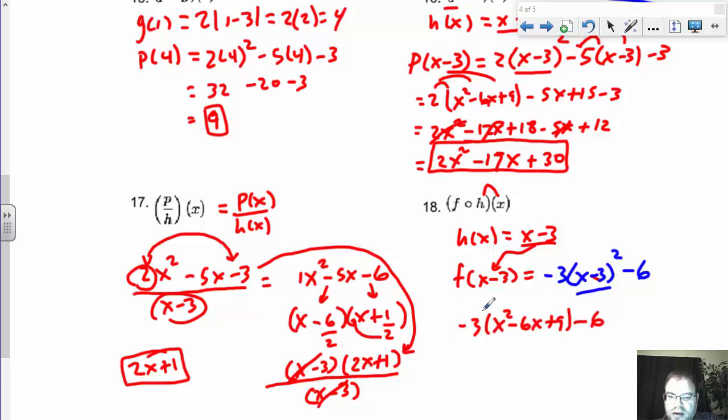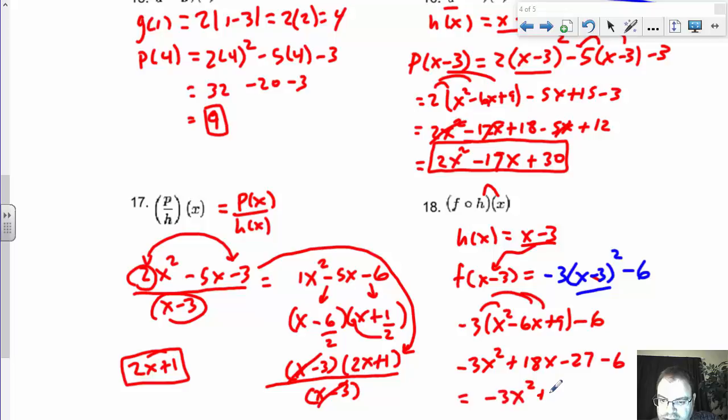And then we'll subtract 6. I'll distribute in here, and then I will simplify. Okay, so this is going to be negative 3x squared, and then positive 18x, and then negative 27, and then minus 6. So this will give me negative 3x squared plus 18x, and then negative 27 minus 6 is negative 33. And that will be your answer for that.